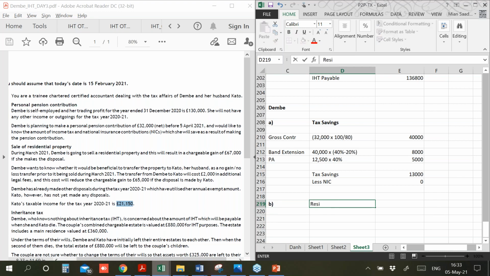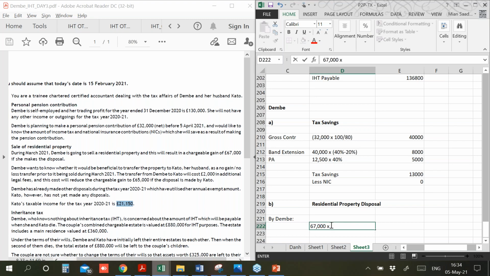Residential property disposal by Dembe. So if Dembe had made it, the gain was 67,000. It would have been taxed at 20% or 28%, guys. What was the rate? 20% or 28%? Thank you. 28% it will be, as it is the residential property.